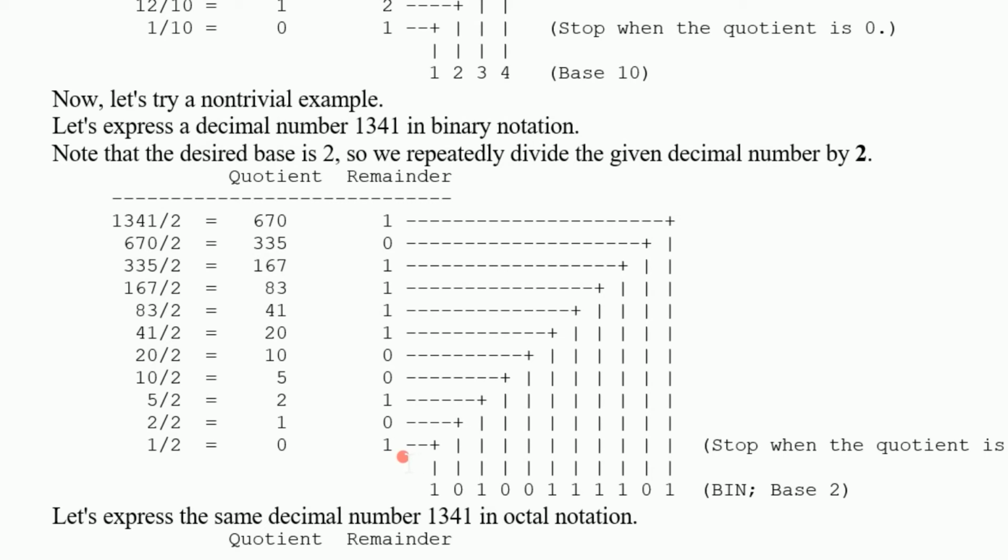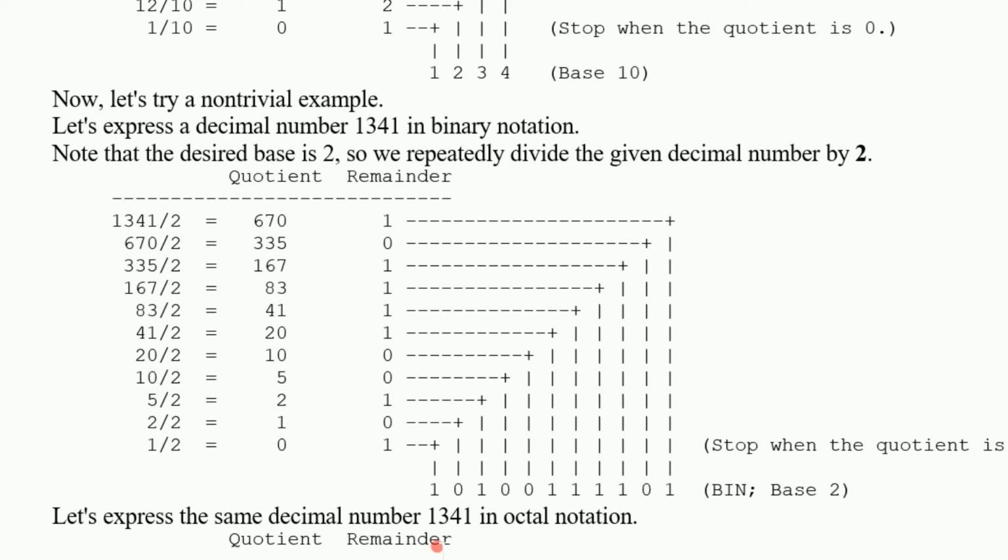And we continue until the quotient becomes 0. When the quotient becomes 0, we stop the process and write all the remainders from bottom to top. That is the concept of conversion. So it is 10100111101 in base 2.